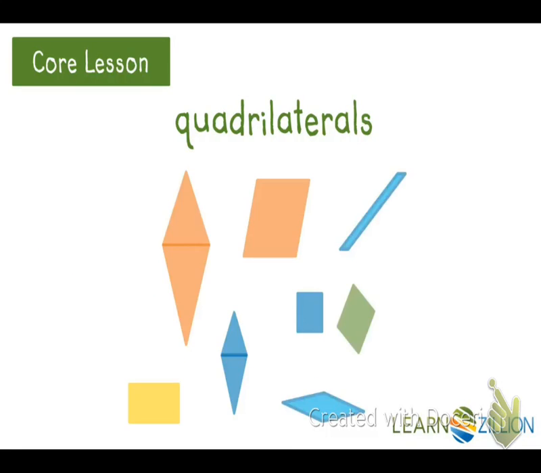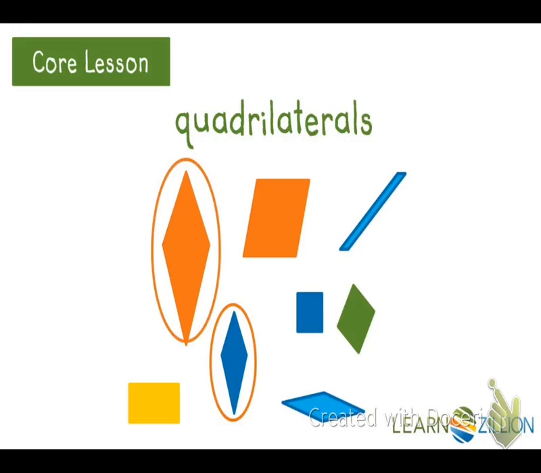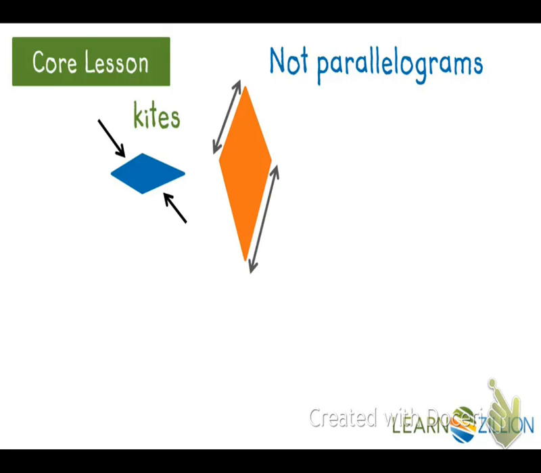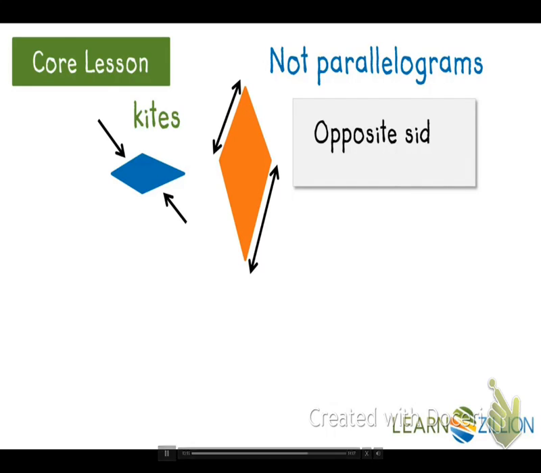In this picture of quadrilaterals, you can see 2 shapes that do not have the same properties as the other parallelograms. Let's take a closer look at the 2 figures that are circled. They do not have parallel sides and are a special kind of quadrilateral. These quadrilaterals are called kites. Kites do not have any parallel sides, so they are not parallelograms, and they're not trapezoids either.